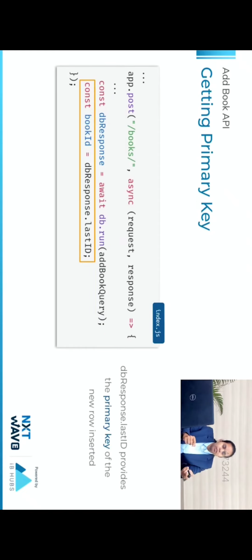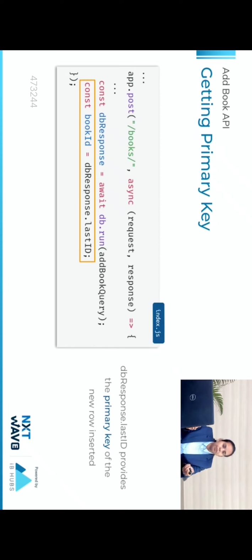So once we get the response, here we actually want to get the ID of the book that has been created in the database. We are creating a row in the book table, and the primary key there is the book ID that we want. From the DB response, we can access the primary key by writing .lastID. The lastID will have the primary key of the new row that has been inserted. Clear? In this way, we will be getting the book ID that we want.